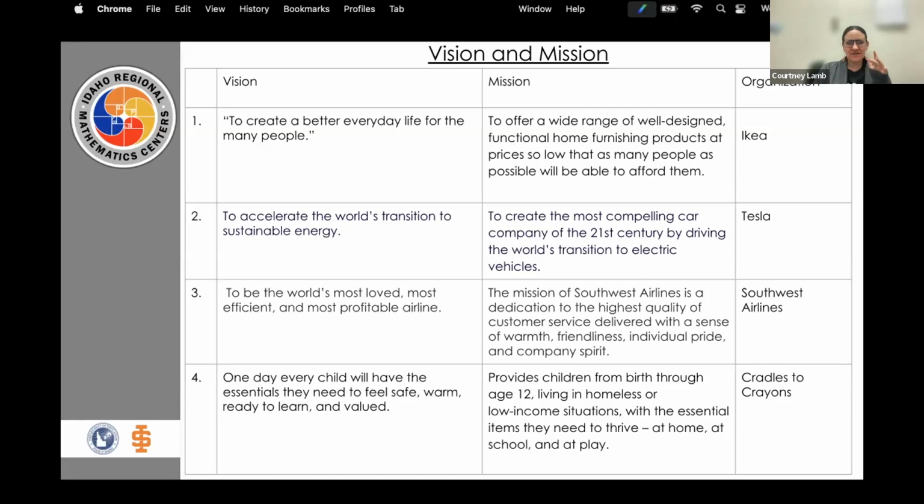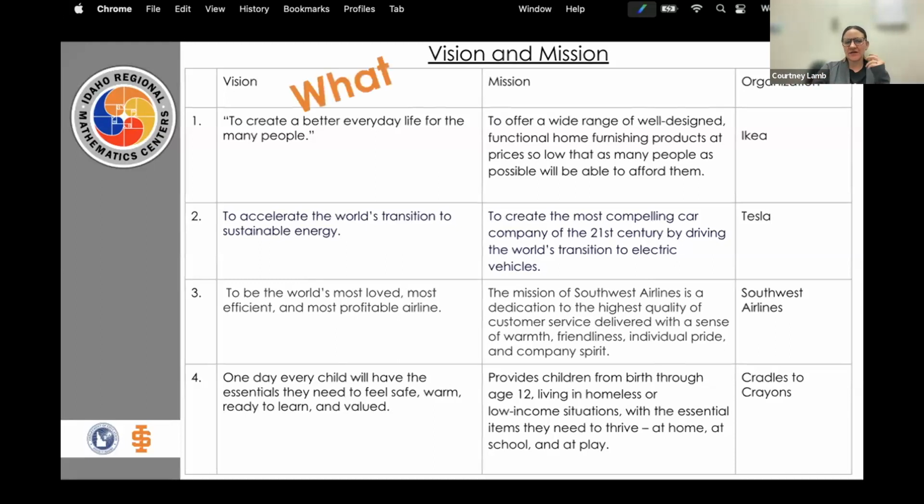And do you notice anything about the word count of vision versus the word count of mission? What do you notice? The vision is very compact. And so this is common, but not always. Sometimes you'll see the vision is much more written out, and then the mission is a little bit smaller. But in general, you'll see the vision a little more succinct, and then the mission a little bit more fleshed out.